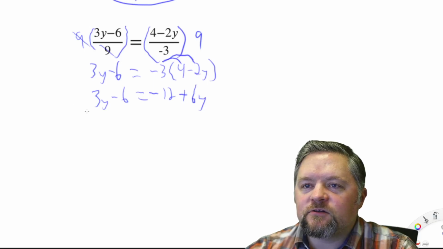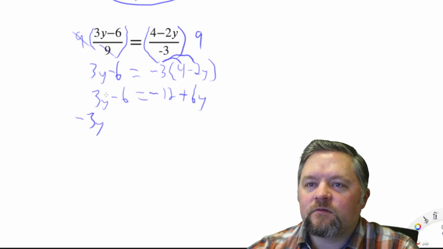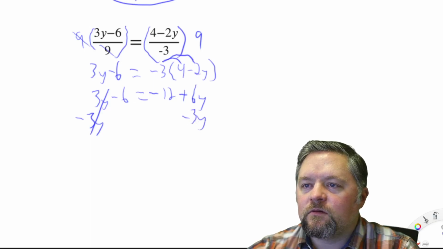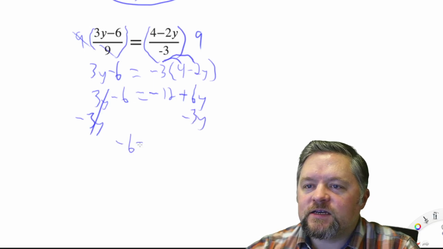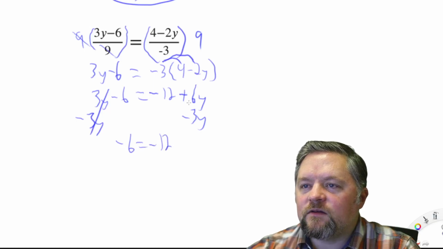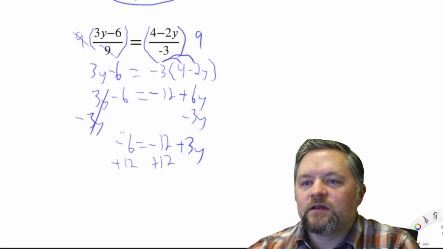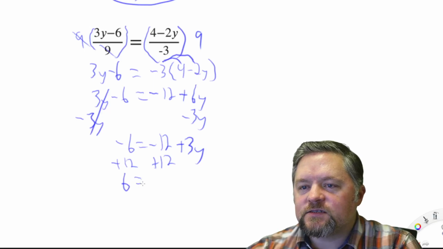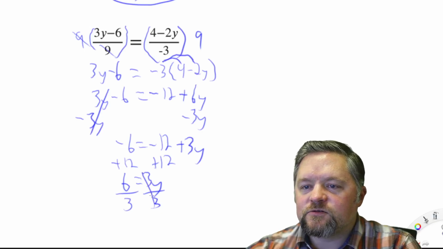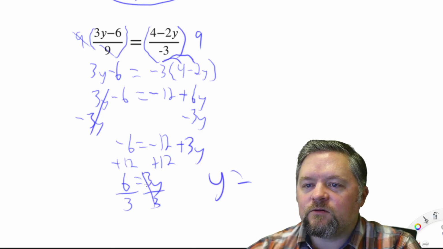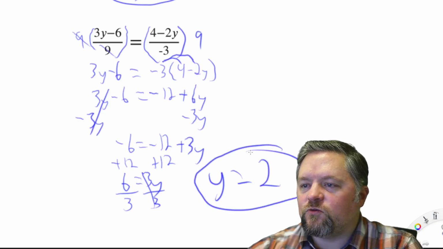More y's on the right, so let's get rid of them on the left. Negative 6 equals negative 12. 6y minus 3y is 3y. To get rid of that 12, we'll add it. Negative 6 plus 12 is positive 6 equals 3y. Divide each side by 3. Those will cancel. Y equals 6 over 3, which is 2.